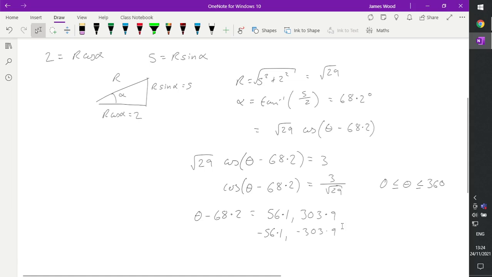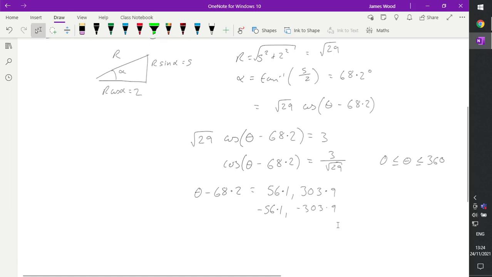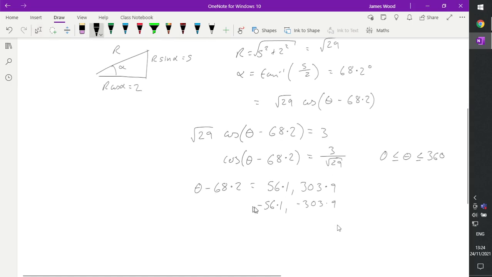Because they can also come from the fact that cos is symmetrical. Now I just need to add 68.2 to all my answers. And you can see that this negative 56.1, when I add 68.2, will then be within these limits. So if you're doing it not with a substitution, you do need to be slightly careful. But now I can just go through and find all of my answers.